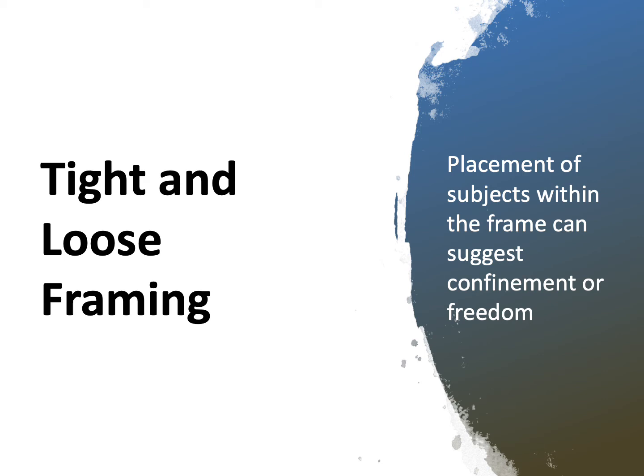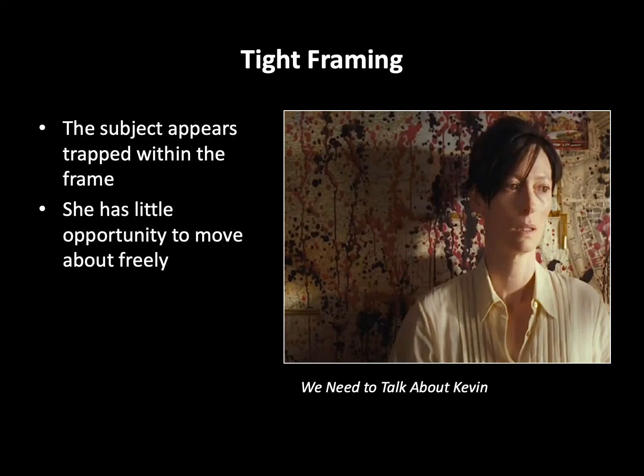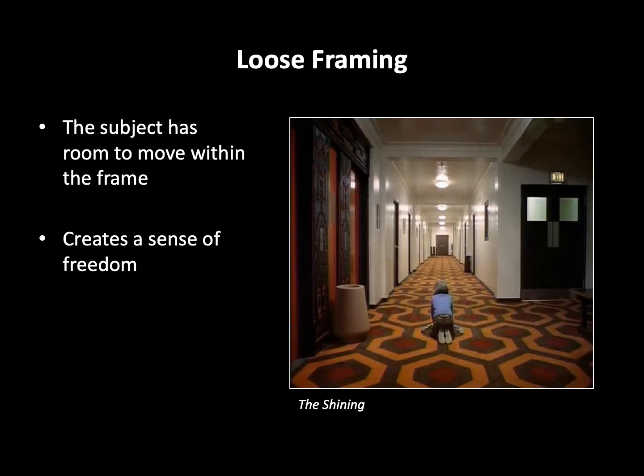Tight and loose framing. The placement of subjects within the frame can suggest confinement or freedom. Tight framing. The subject appears trapped within the frame. She has little opportunity to move about freely. Loose framing. The subject has room to move, creates a sense of freedom.